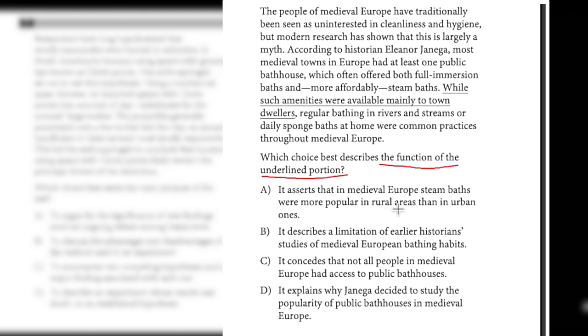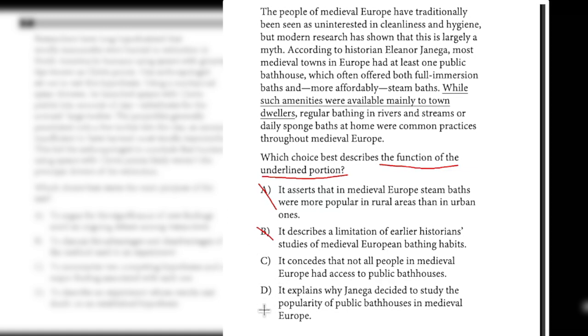No, because in town would be urban. Urban is city, rural is country. It describes a limitation of earlier historian studies. I don't know about that. It concedes that not all people in medieval Europe had access to public bathhouses. I mean, that's true. I'll leave that one for now.